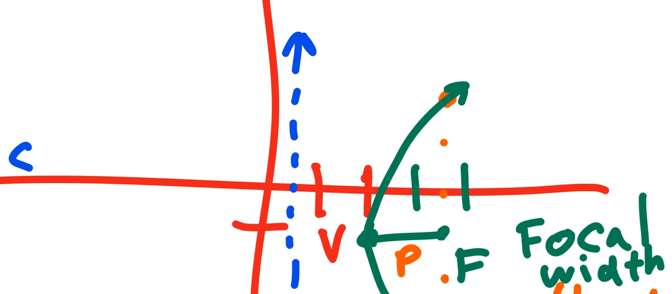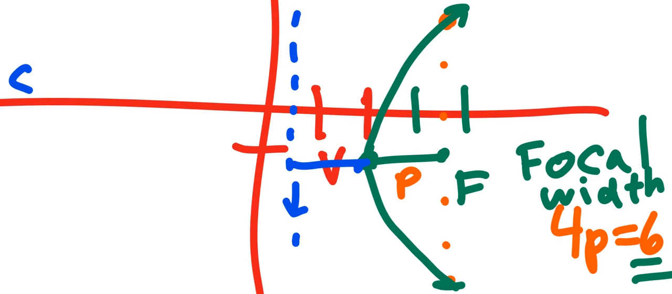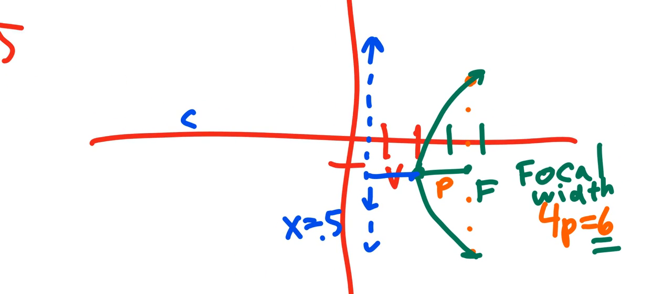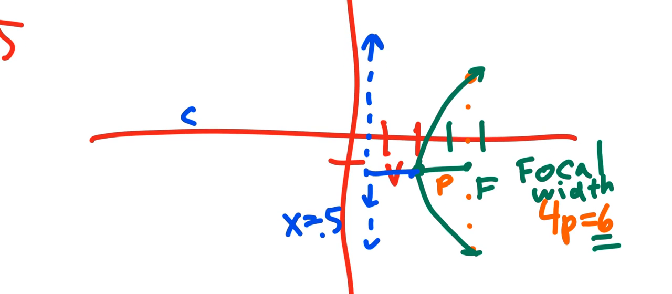We used the P and we went back 1.5 units. What's the 1.5? The 1.5 is the distance that we call P. And we use it a couple different times there.